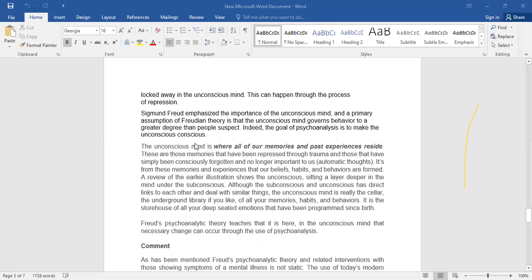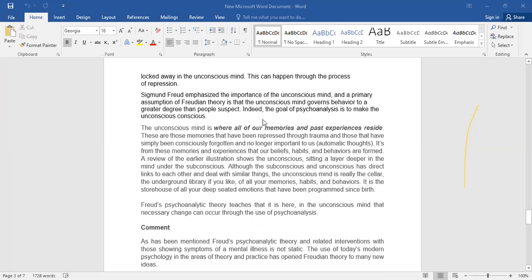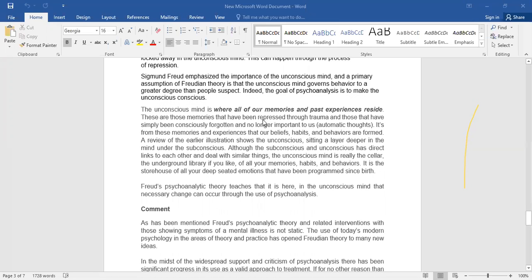That means you may recall those memories in your present, and you may try to overcome them. You may change the track, and you may not behave in the same way as someone behaved to you. The unconscious mind is where all of our memories and past experiences reside. It means that the whole record of life is lying in the unconscious.